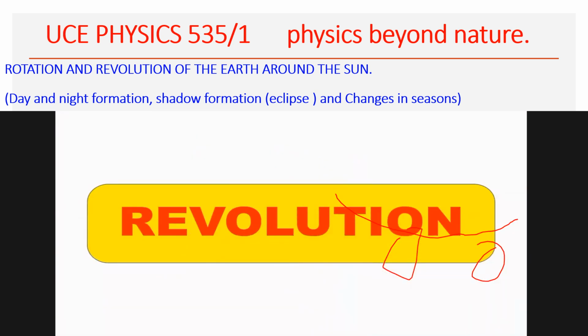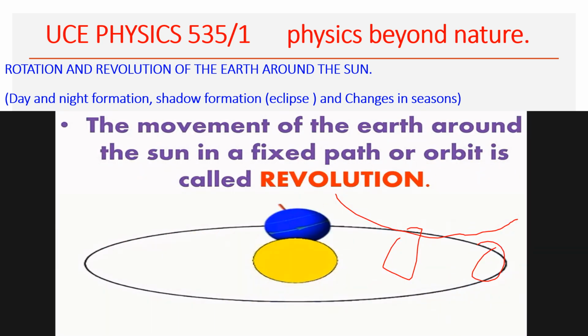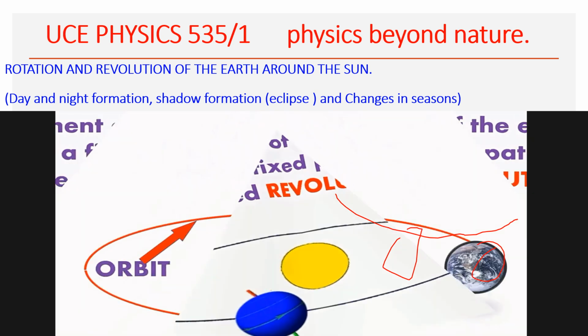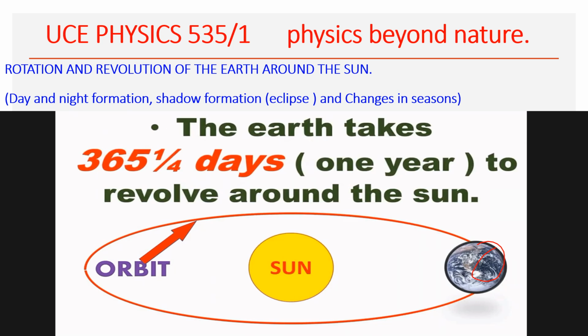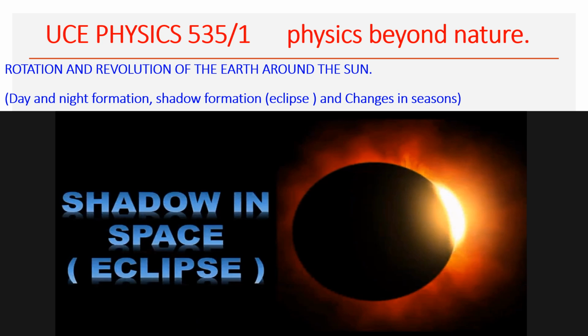Now revolution. The movement of the Earth around the Sun in a fixed path, what we call an orbit. The Earth is on the third orbit. The movement is there. So the Earth takes about 365 and a quarter days, that is ultimately one year, to revolve around the Sun.